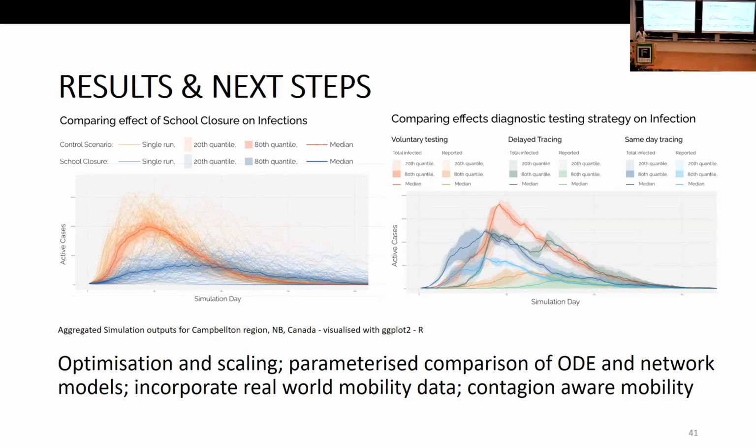Beyond this, the rest of the research group is working on optimization and scaling for bigger and more interconnected communities, parameterized comparison of ODE and network models, and incorporating real-world mobility data and powering this up.